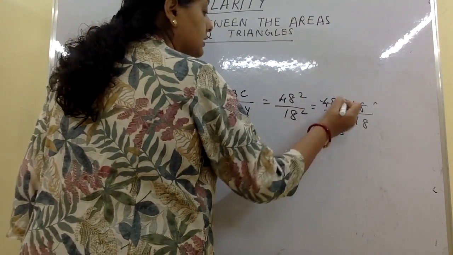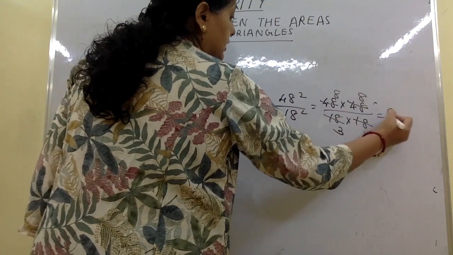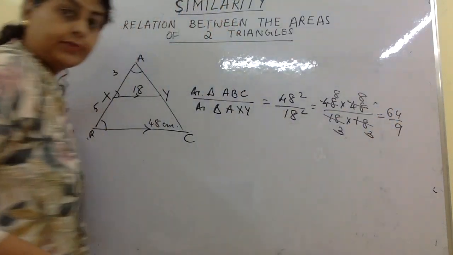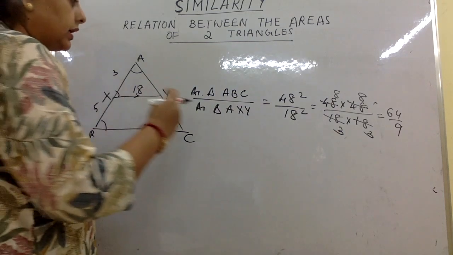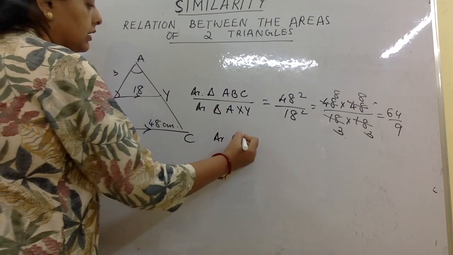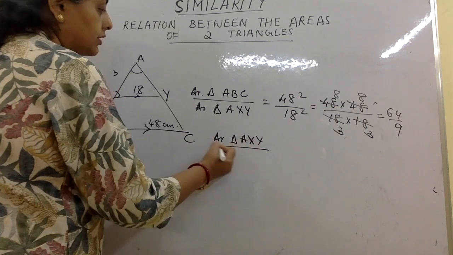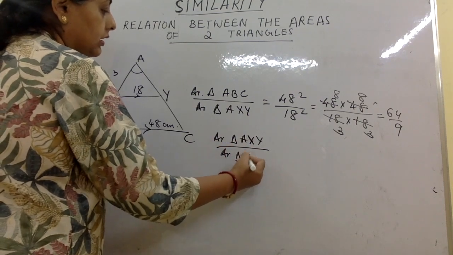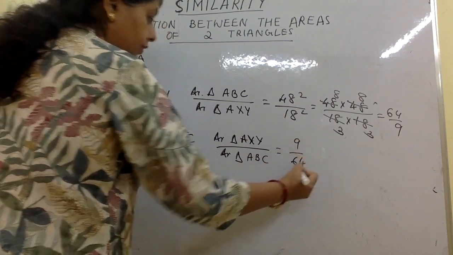6 3s are 6 8s are, that is 64 by 9. Okay, so I got my value as 64 by 9. Now what am I going to do? I am going to write AXY above. There is a reason. Triangle AXY, I'll just put it in the numerator, by area of triangle ABC, which is 9 by 64.